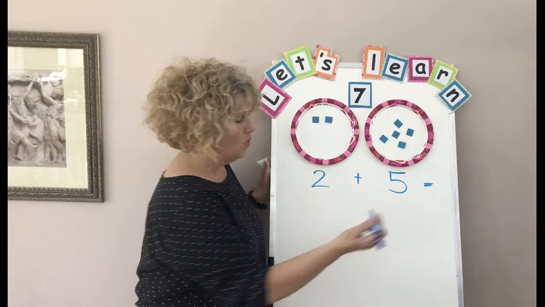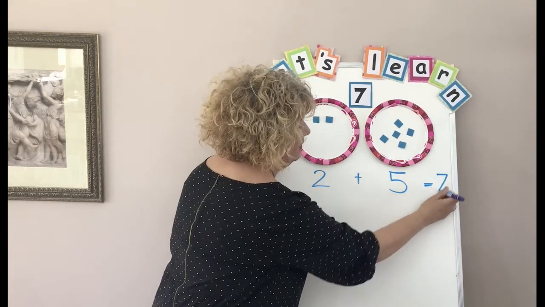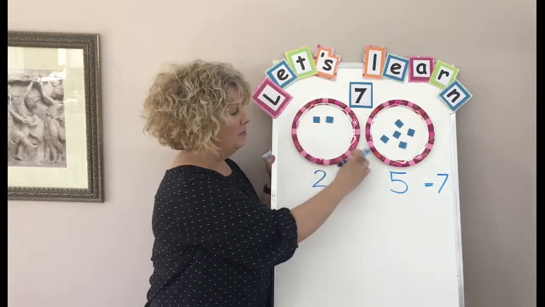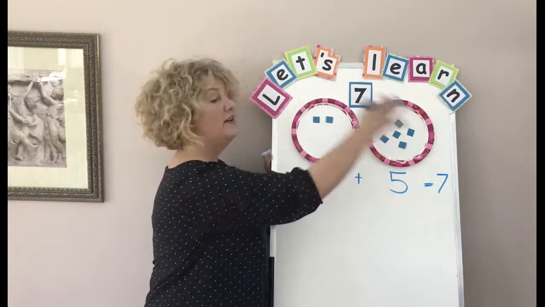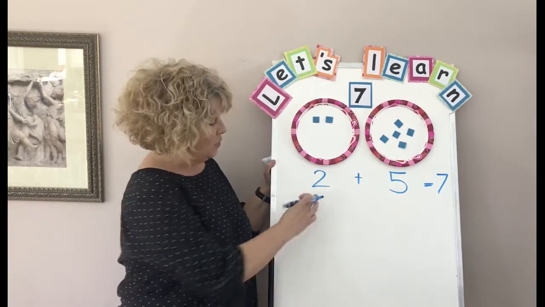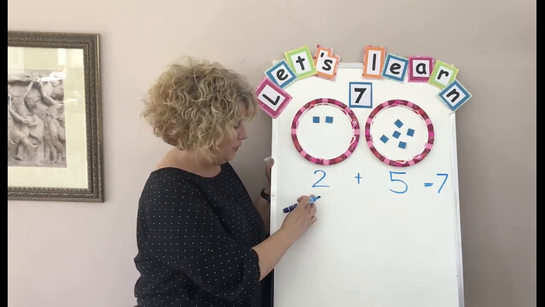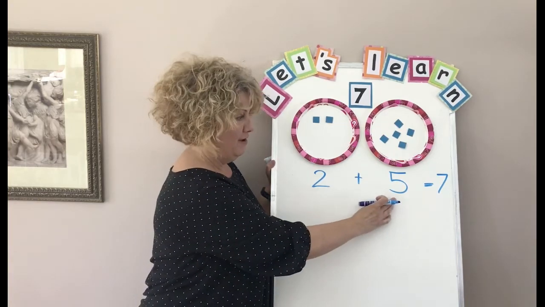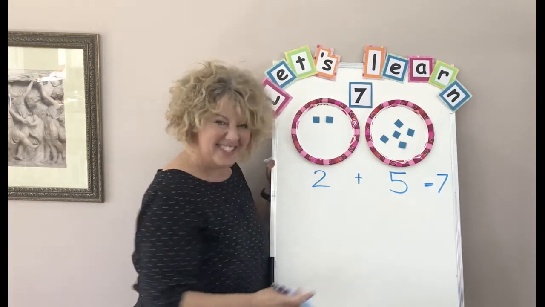We still have 7 squares. So we'll write a 7 over here, right? 2 squares plus 5 more squares equals 7 squares all together. Can you help me read the number sentence? 2 plus 5 equals 7.